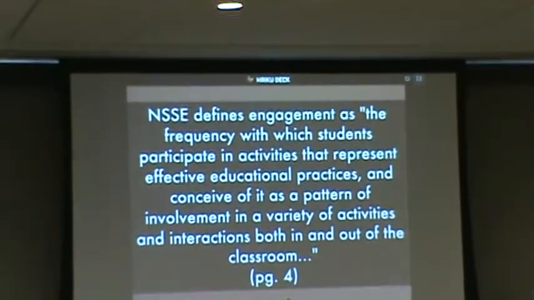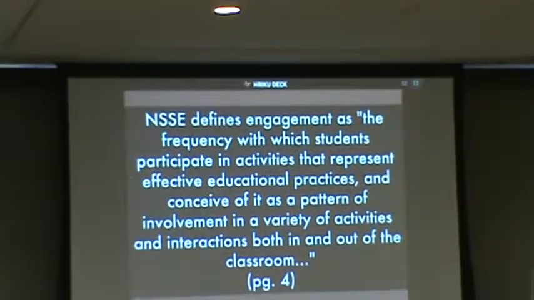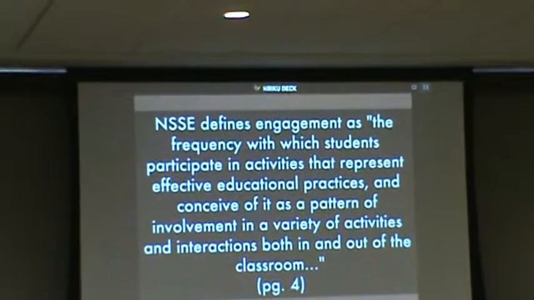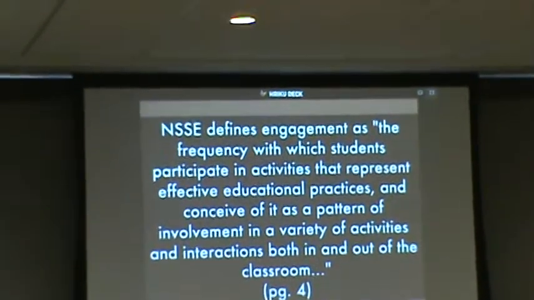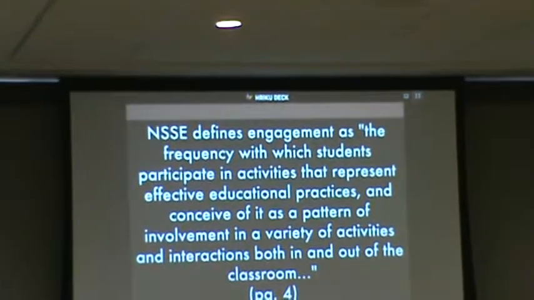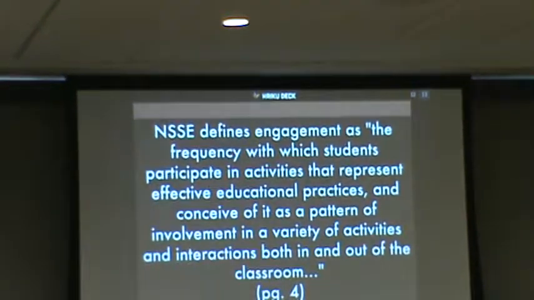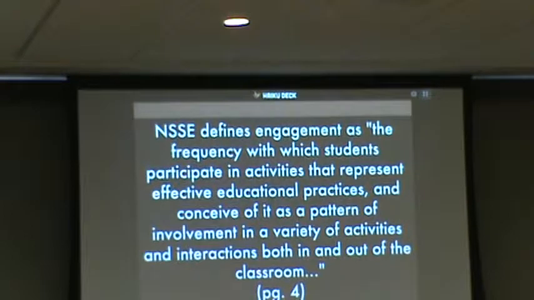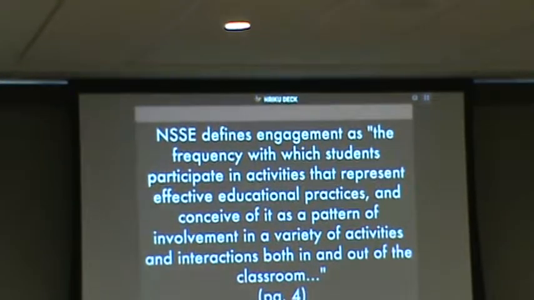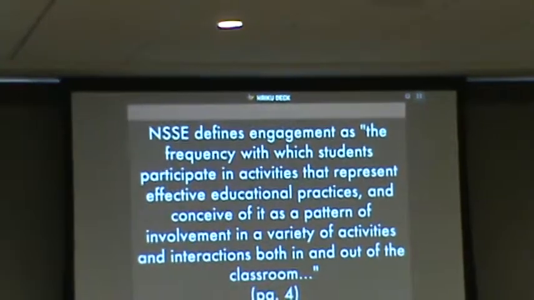I did take a quote from the book on how they defined engagement, which we can come back to in a second after we talk about how you define engagement. What do you think? What does it look like from your perspective for students?